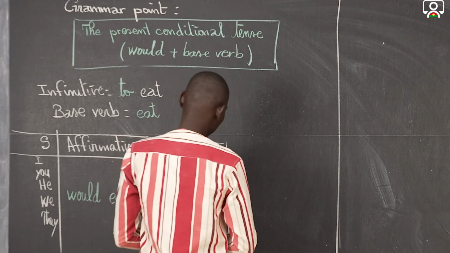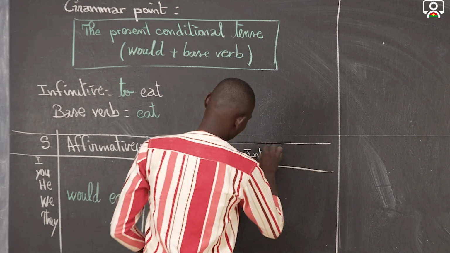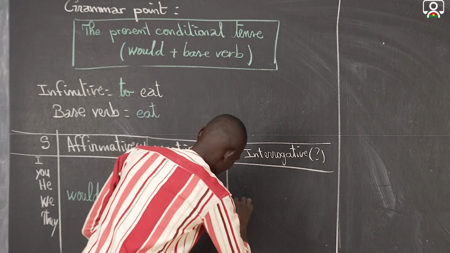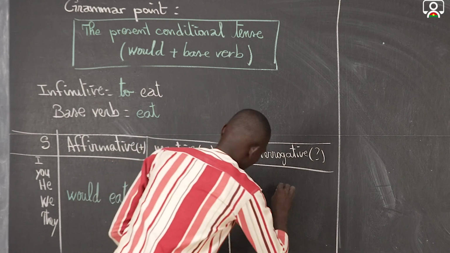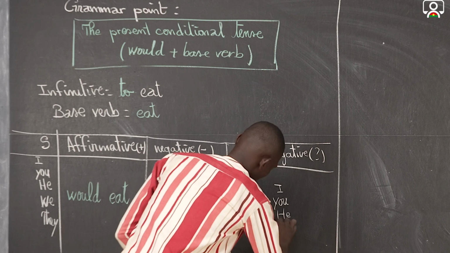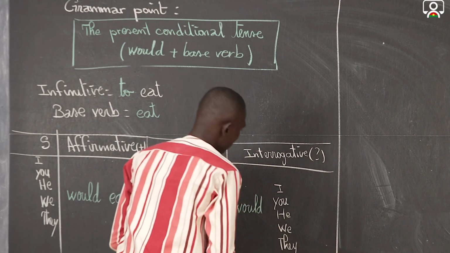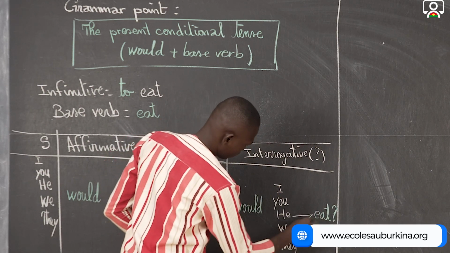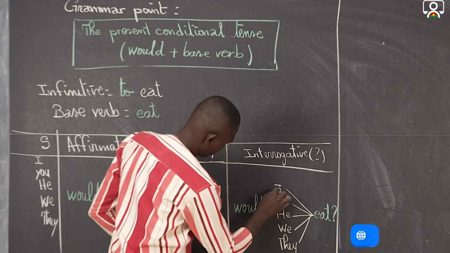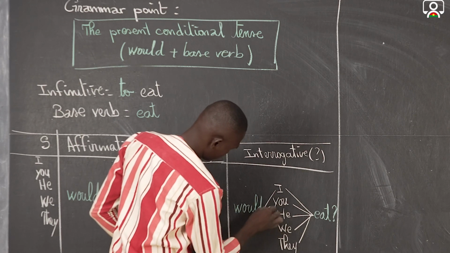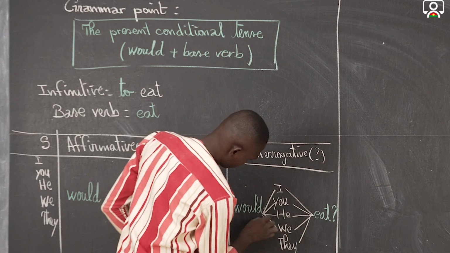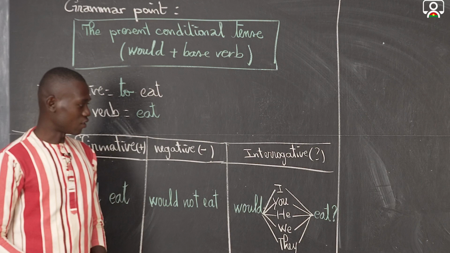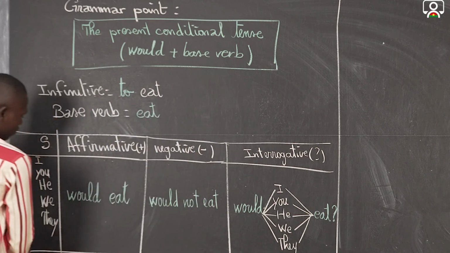In the interrogative form, you say would I, you, he, we, they, it: would I eat, would you eat, would he eat, would we eat, would they eat. You see, this is the interrogative.